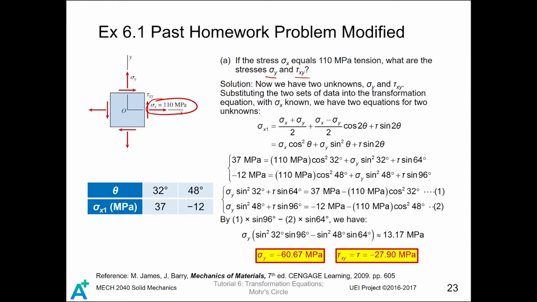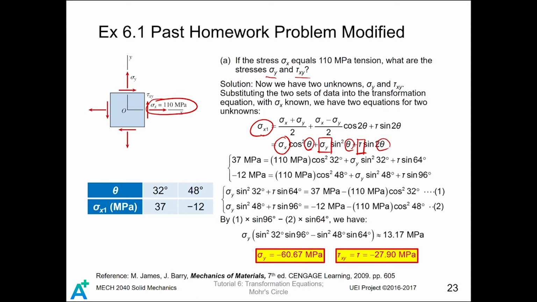So let's have a look at this transformation equation. It can be rewritten in this form, which is sigma x cosine squared theta plus sigma y sine squared theta plus tau sine 2 theta, where tau is just tau xy. Then we know that sigma x1 is given, theta is given, sigma x is also given. So the variables left in this problem are just sigma y and tau. In other words, if we can write two equations, then we can solve for sigma y and tau immediately.